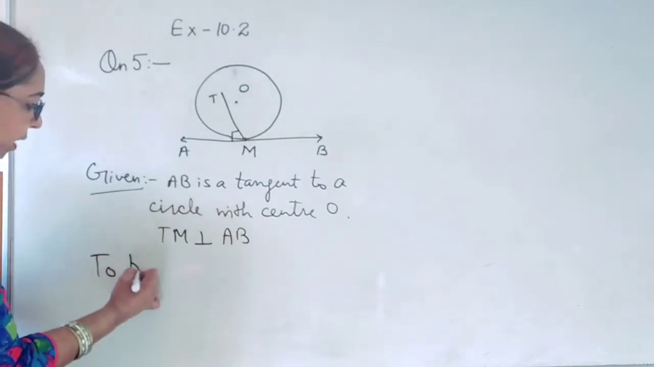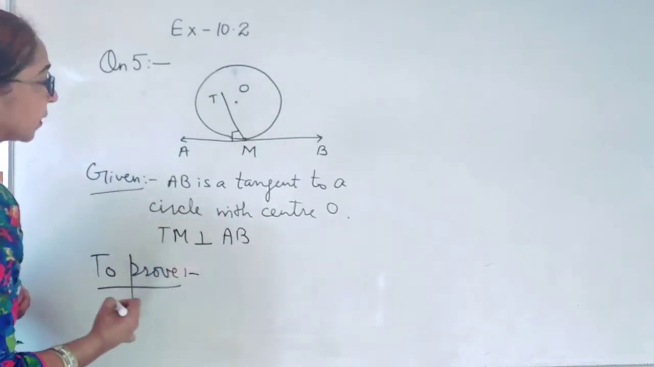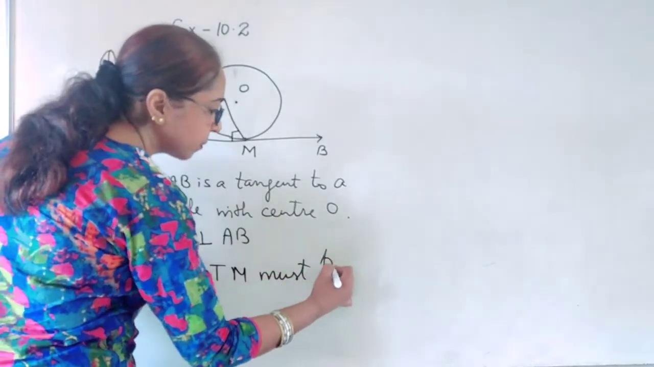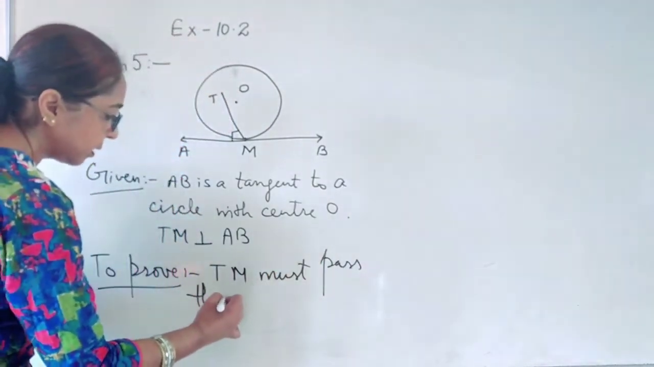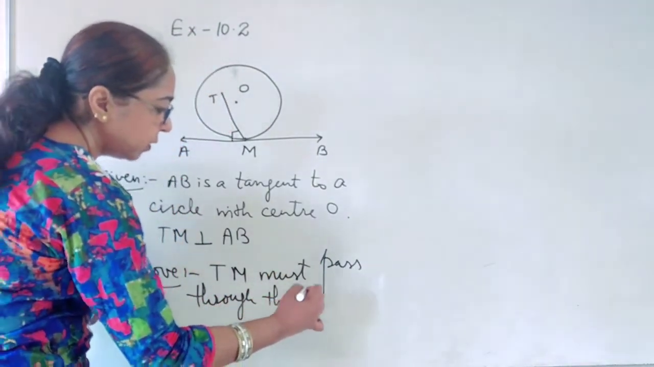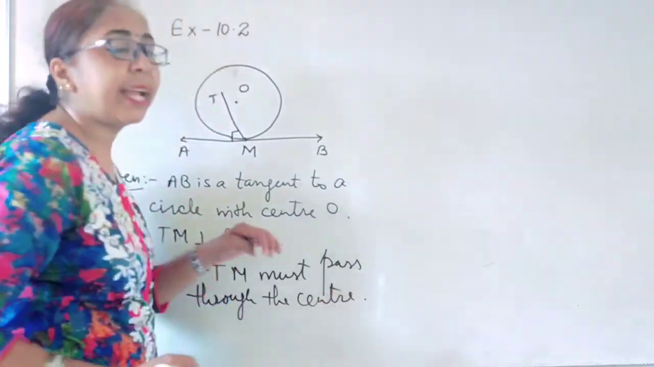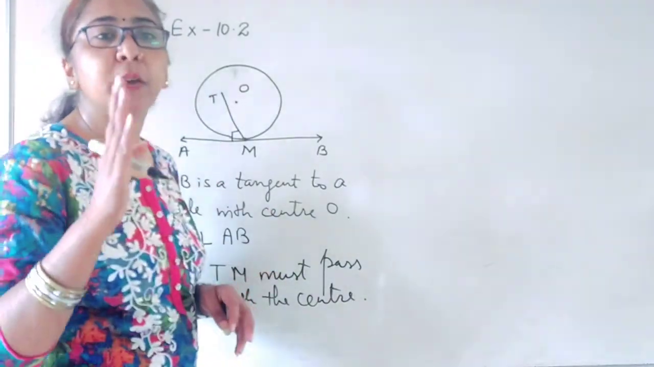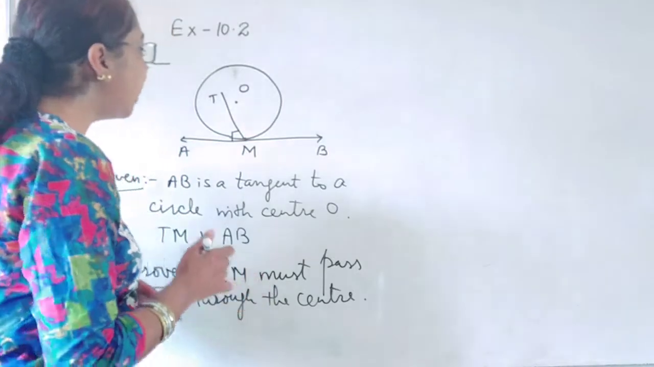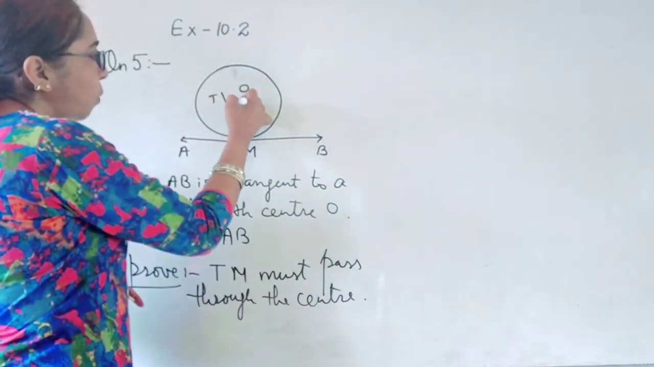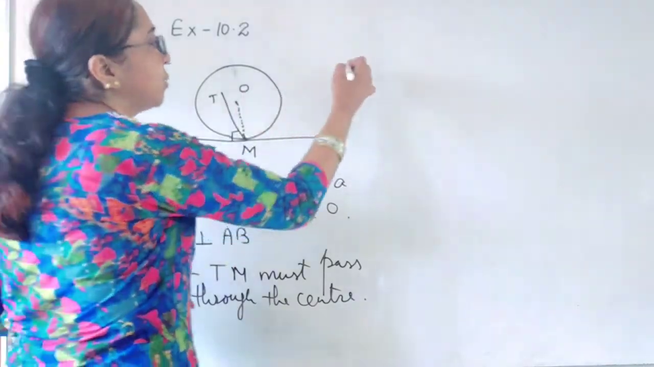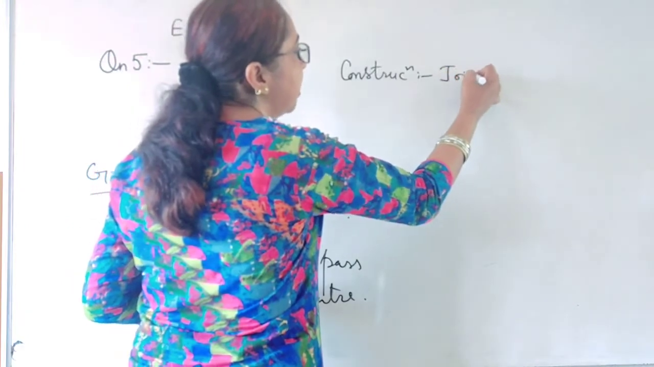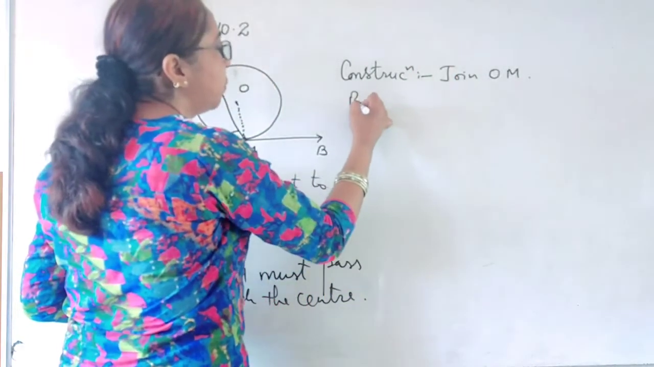Now what we have to prove? We have to prove that TM must pass through the center, that is O. We have to show this. That means any line which is perpendicular to the tangent always passes through the center, right? So what we have to do here is join OM. So I'm doing the construction here. Construction is join OM.